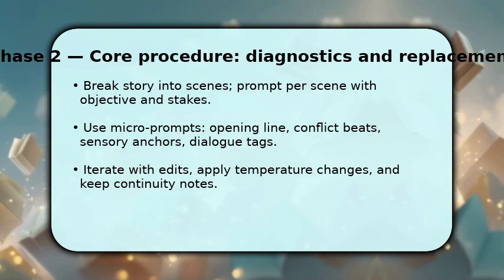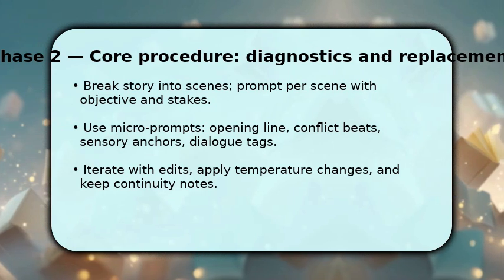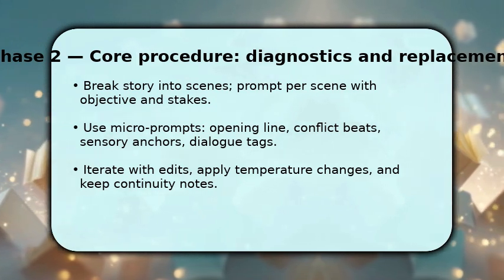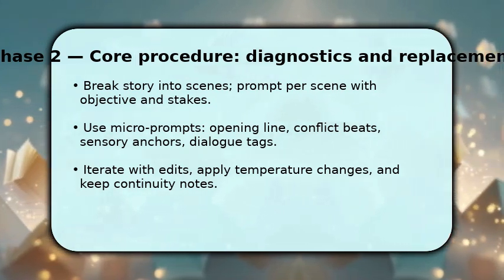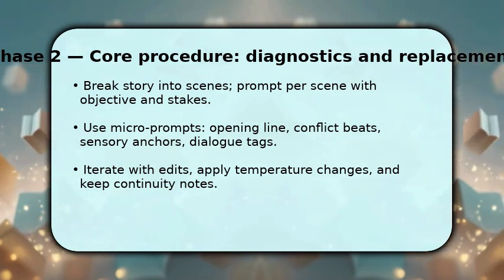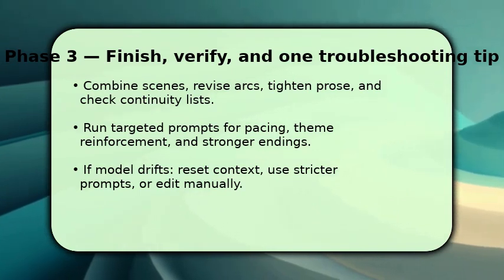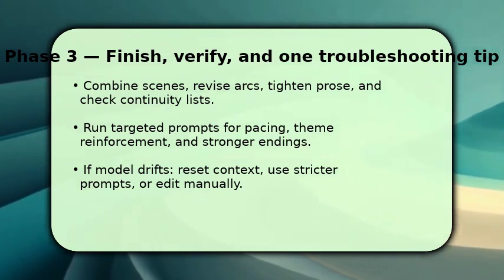Make iterative edits. Regenerate specific paragraphs, lower temperature for clarity, raise it for creativity, and record continuity notes, because consistency matters across scenes and chapters. To finish, assemble scenes and read for arc, pacing, and voice. Make targeted passes to tighten prose and amplify theme.